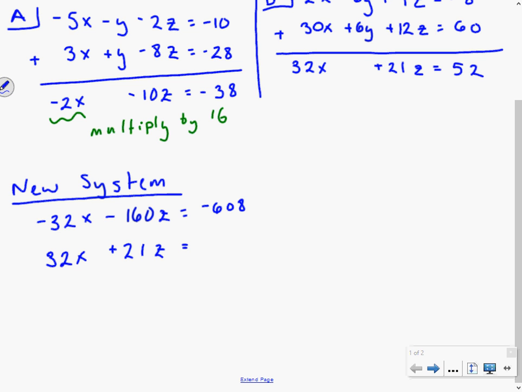So now we're in a position where we're ready to add these equations together. The x's are going to cancel. We get a -139z equal to, negative 608 plus 52 is going to give us negative 556. So now when we divide, we get z is equal to 4.